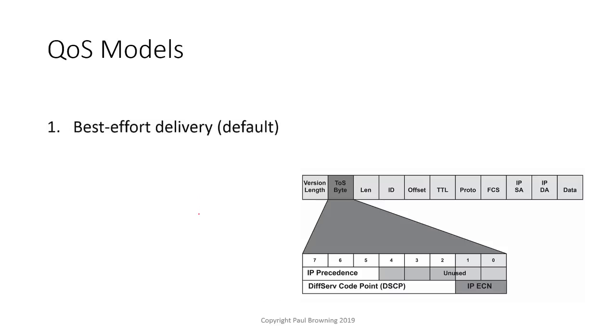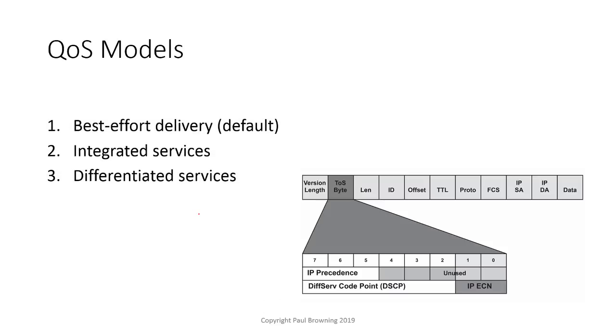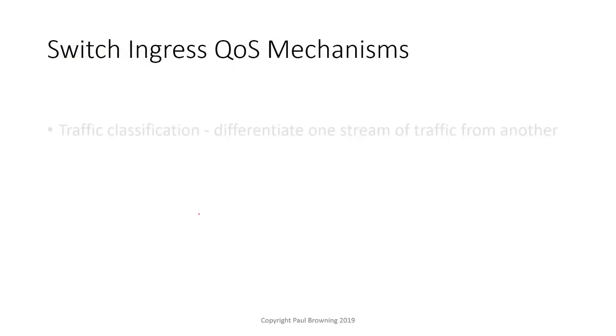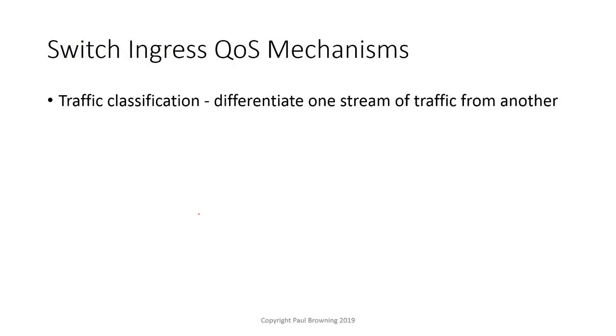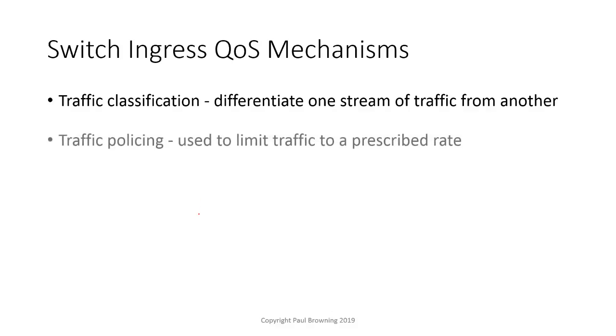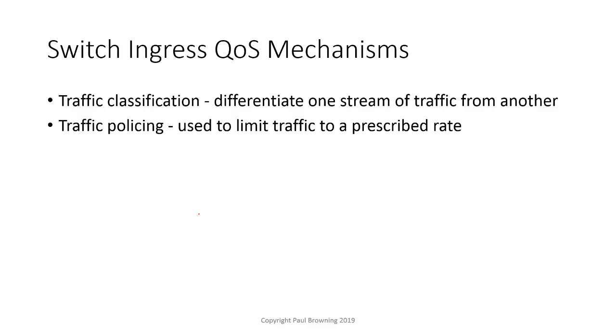A few models you need to know about: best effort, integrated services, or differentiated services. Traffic classification differentiates one stream of traffic from another, and then it knows which stream to give priority to. Policing is used to limit traffic to a prescribed rate. So if it's trying to get up here, your policing will limit it to whatever level that you've set, and then it will drop down again.